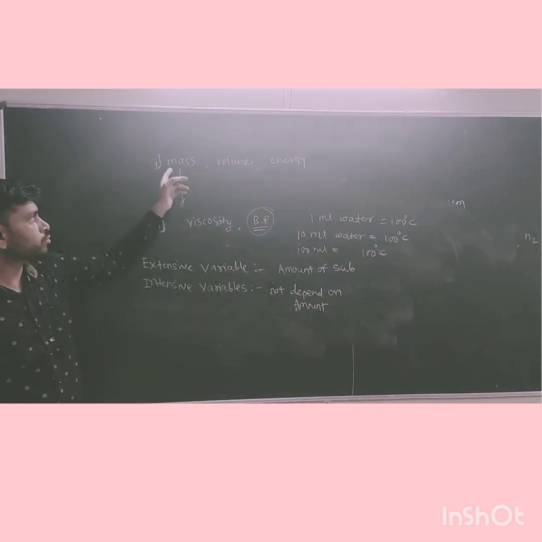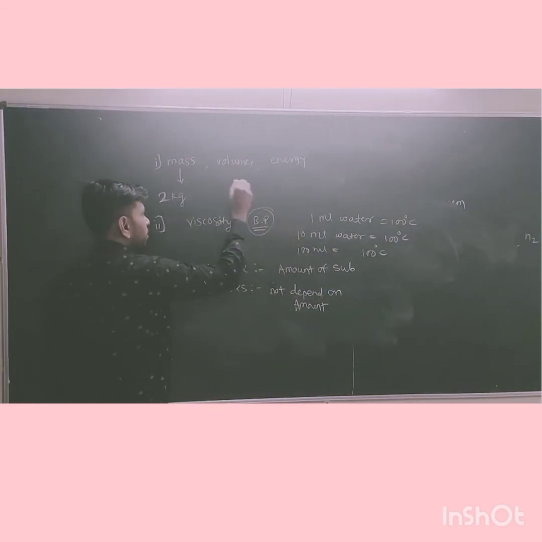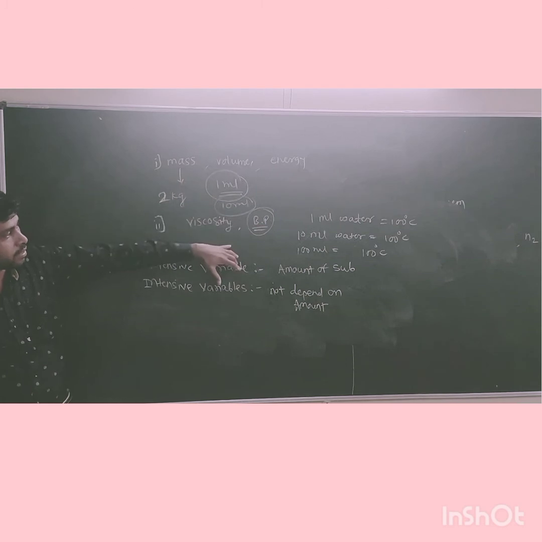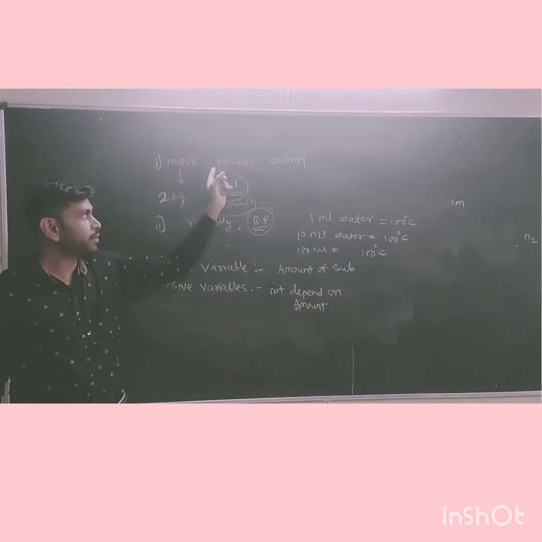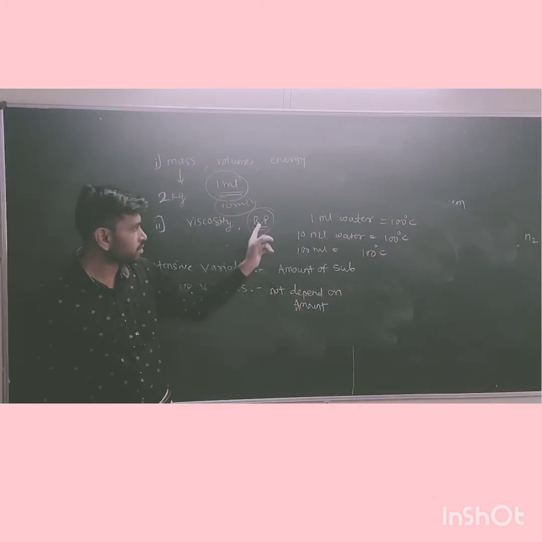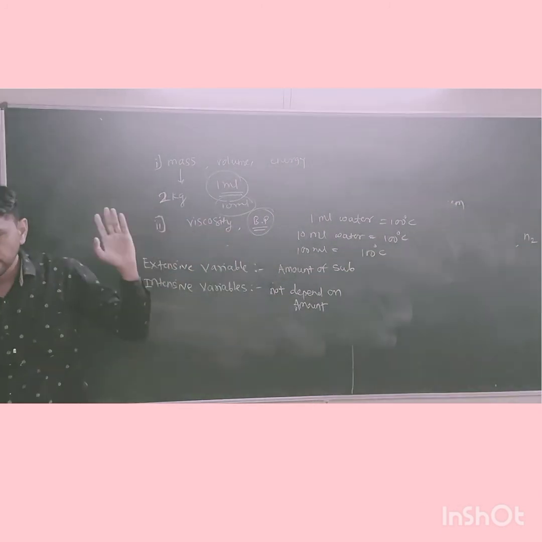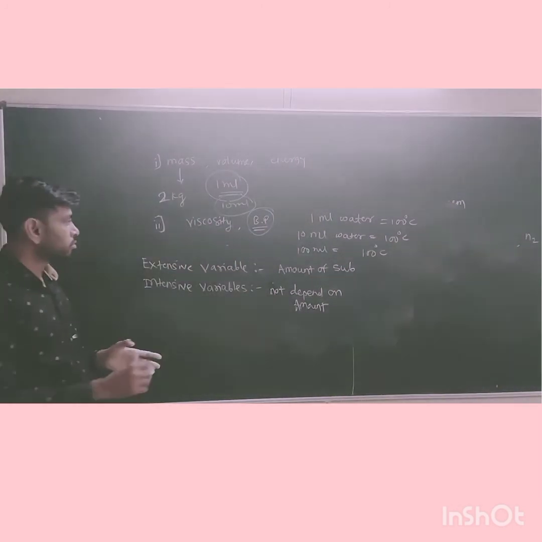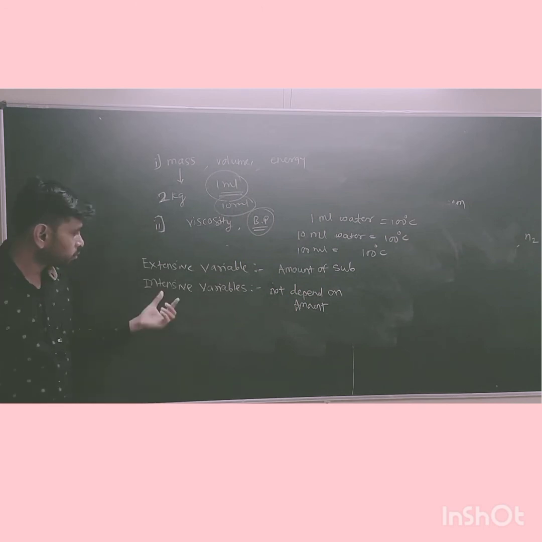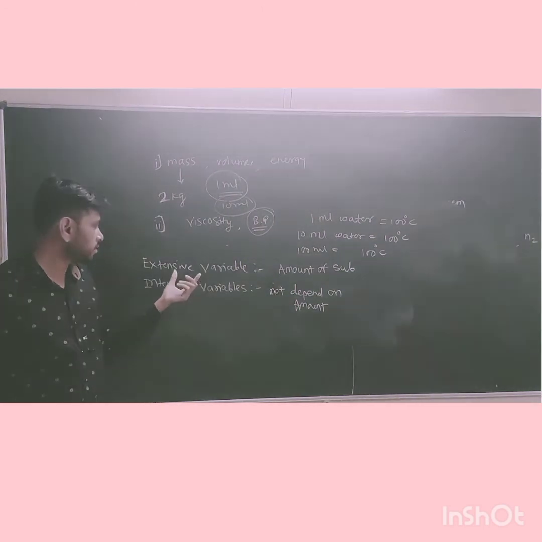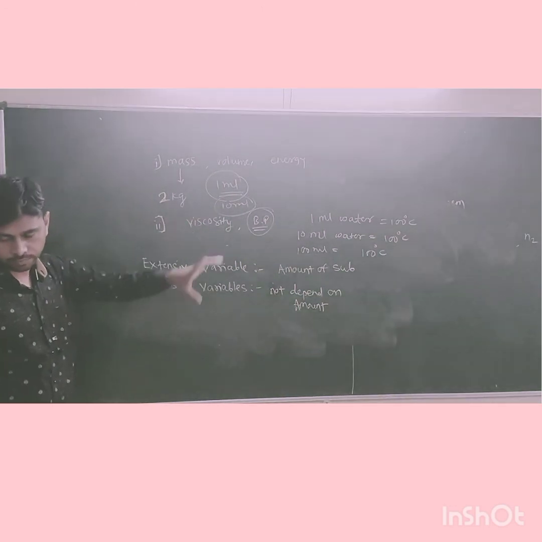And for extensive variables, take volume. If we take 1 ml of water, the volume is 1 ml. If we take 10 ml of water, the volume changes. If we take 100 ml, the volume changes. So this property depends on the amount of substance present. Properties such as boiling point, viscosity, pressure and temperature do not depend on the amount of substance present, and these are called intensive variables. These are extensive variables. So this is the difference.